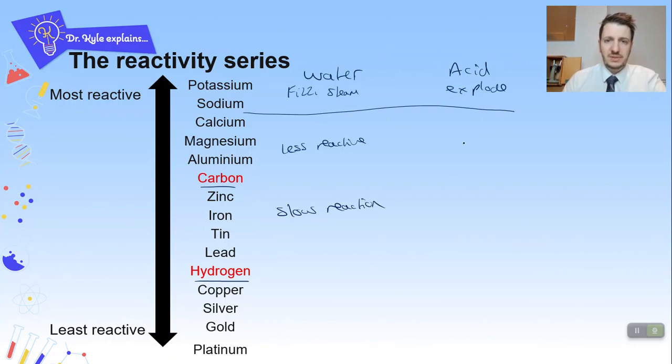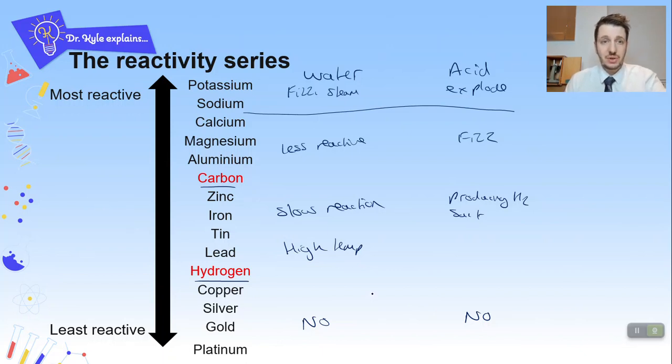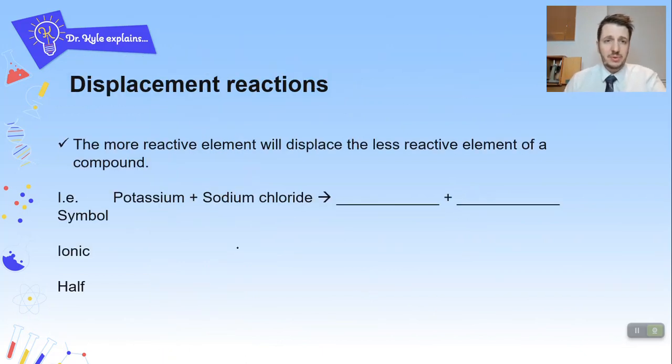And then with acid, they would fizz, producing hydrogen again and a salt. And then down here would be only really reacting with high temperature water, and again, maybe producing a salt if there was a lot of heat adding to it. And then down here would just be no reaction at all, even with acid, because they're getting less reactive as you go down.